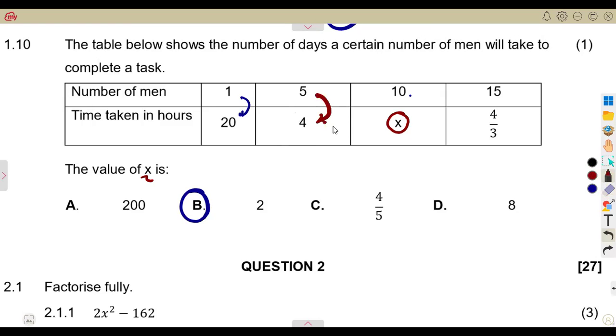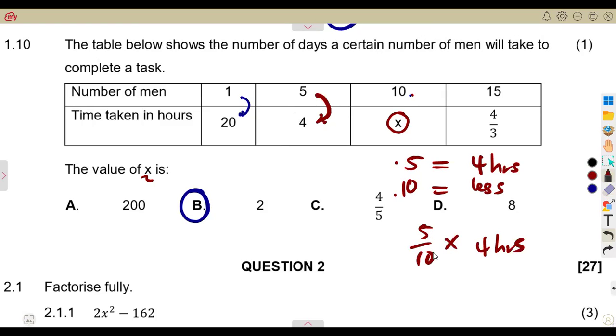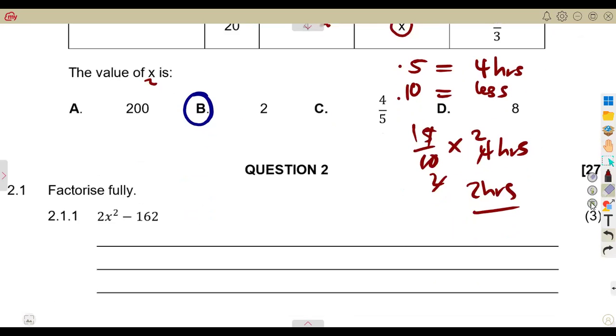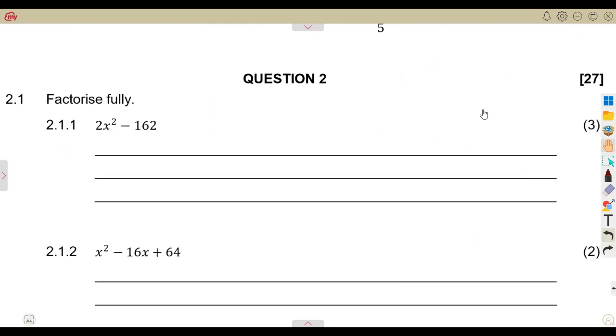5 men, they take 4 hours. So what if they're 10? They are going to take less hours. So it's going to be 5 over 10 because it's less. 5 is supposed to be on top times what? Times 4 hours. So that's it. So you're going to obtain 2 hours if you multiply 1 over 2. 2 into 4, that's a 2. So that will be 2 hours still. And you can even use this, guys, whatever that you want. Just prove with any other part that you want. Then number 2, 27 marks.